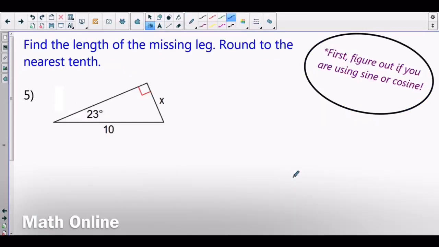All right, so next question. Find the length of the missing leg. Round to the nearest tenth. So the first thing we need to understand is what does it mean to round to the nearest tenth, right? And we talked about this on the previous video.